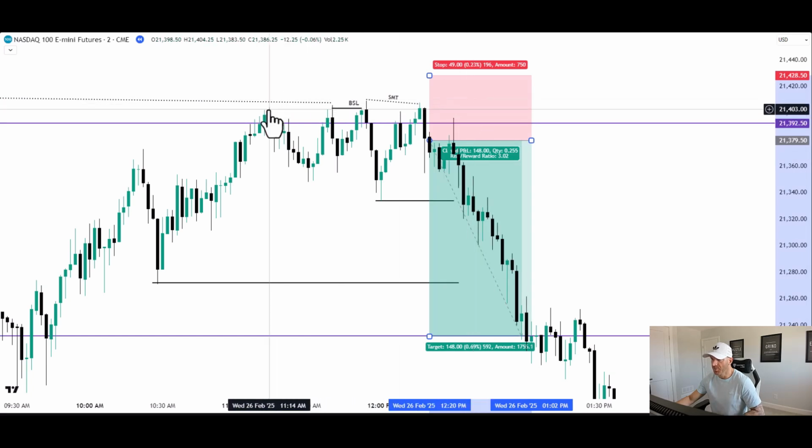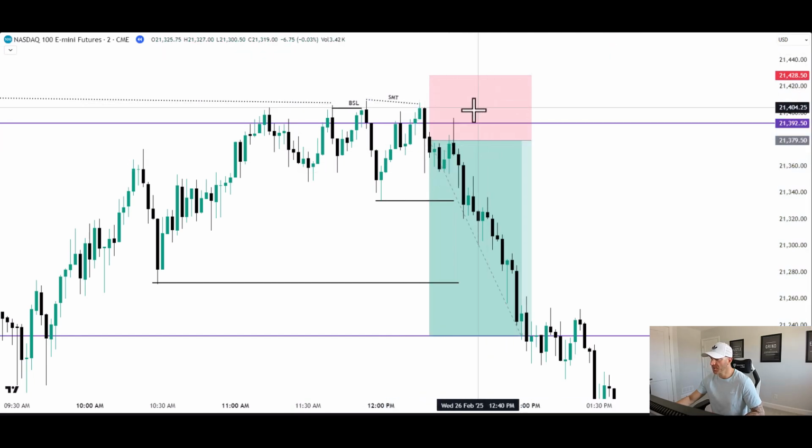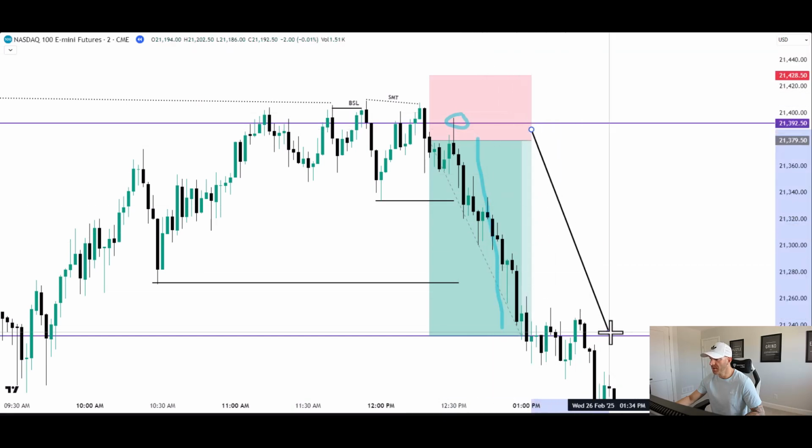Obviously, right? So basically we come down, displace through the level, push up, one last sweep, push down, and then we create the SMT, and that's when price was ready to be delivered efficiently. Okay, then we displace through the level, come up, check out this retest right here, perfect retest right there, and then continuation down for a perfect level to level move.